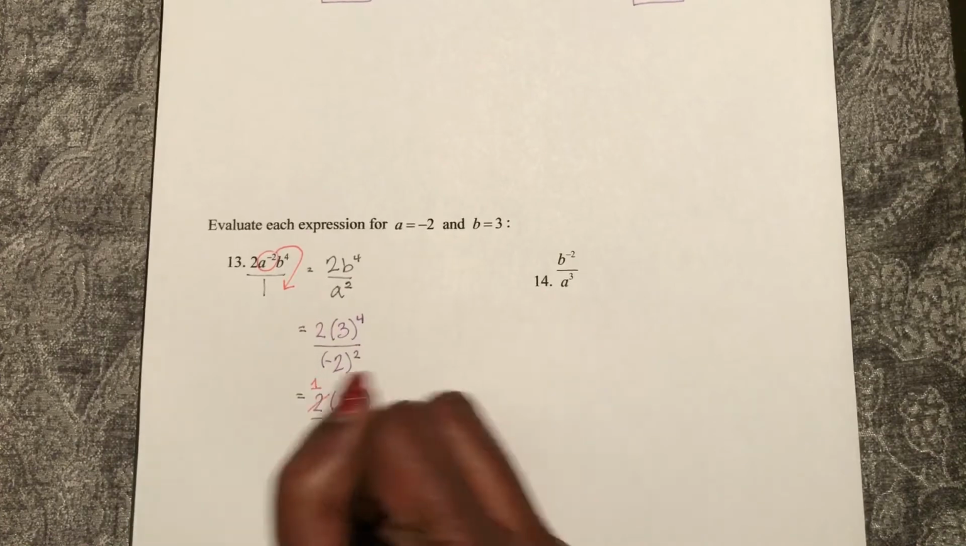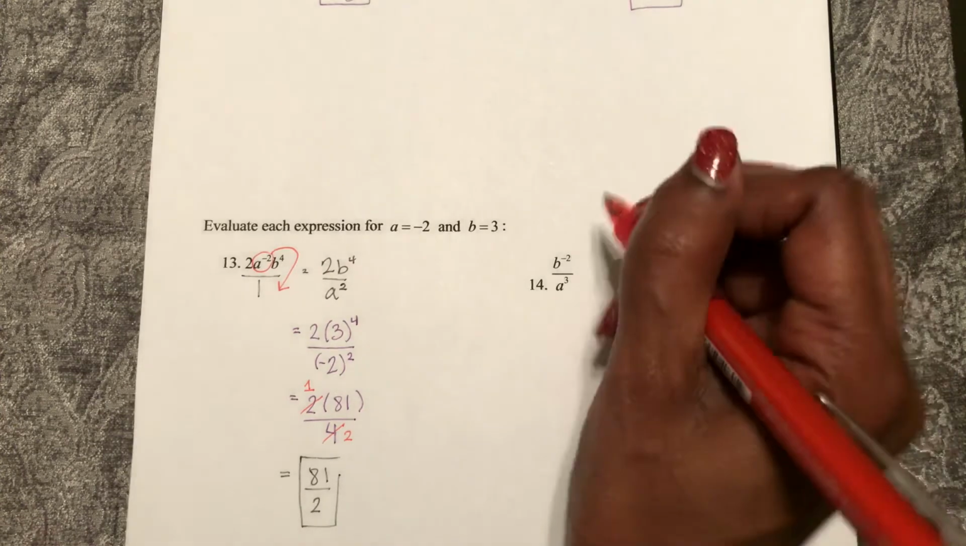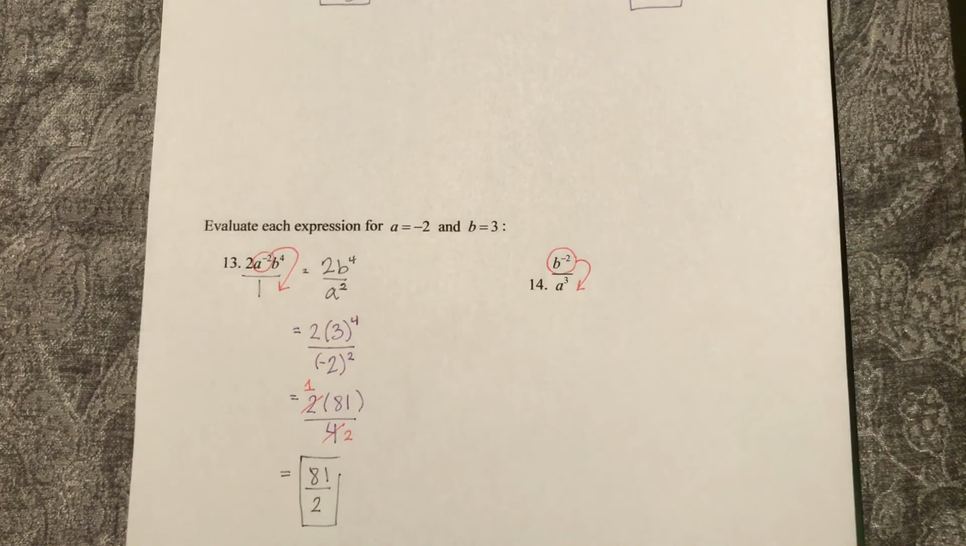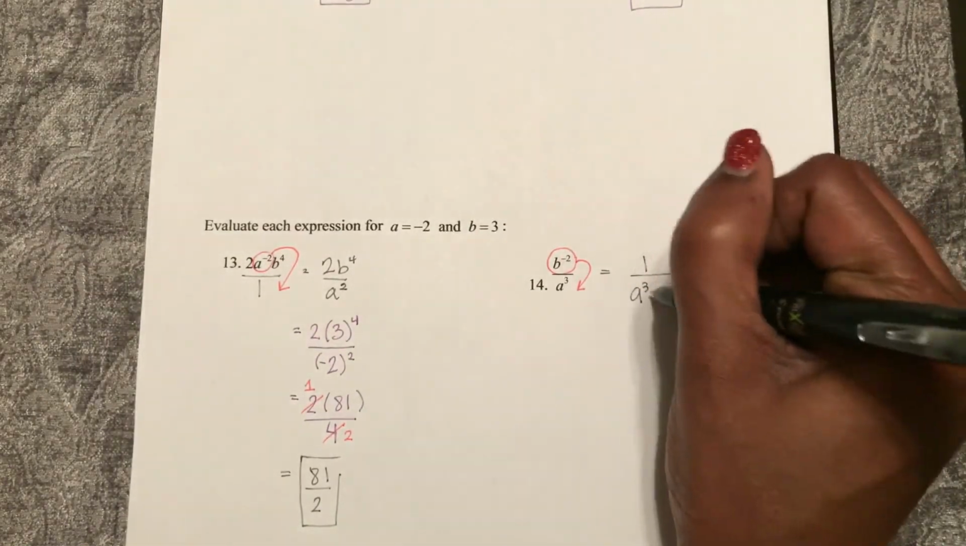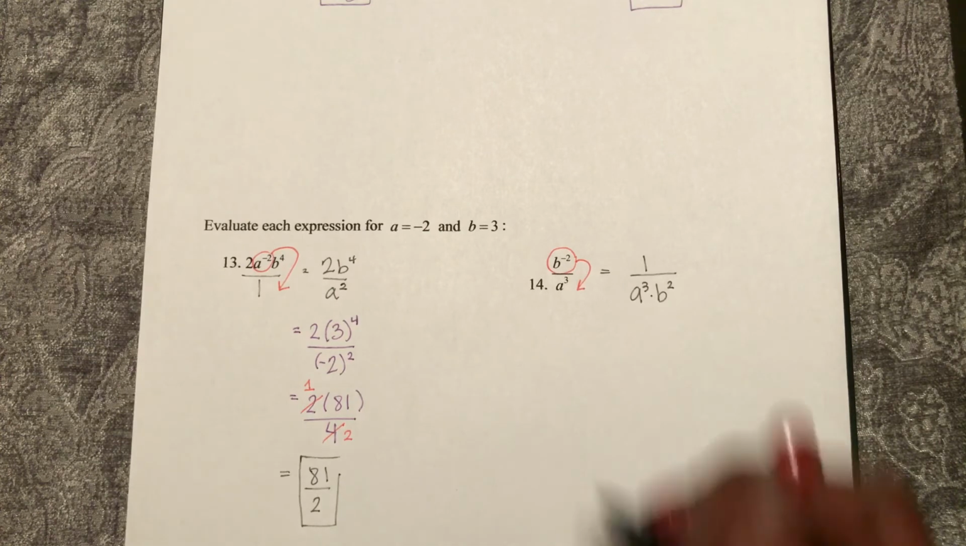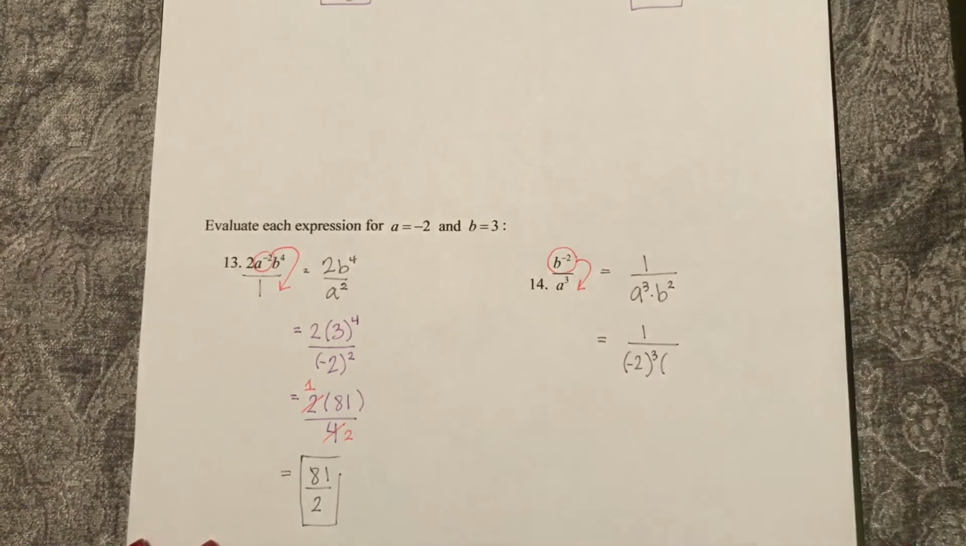Last but not least, for our notes today, I want to simplify 14 before I evaluate. So this negative exponent here needs to get moved to my denominator. That leaves 1 in my numerator, a to the 3rd times b squared in my denominator. Now that I have simplified the expression, I can evaluate it for the given values. That equals 1 over negative 2 to the 3rd times 3 squared.